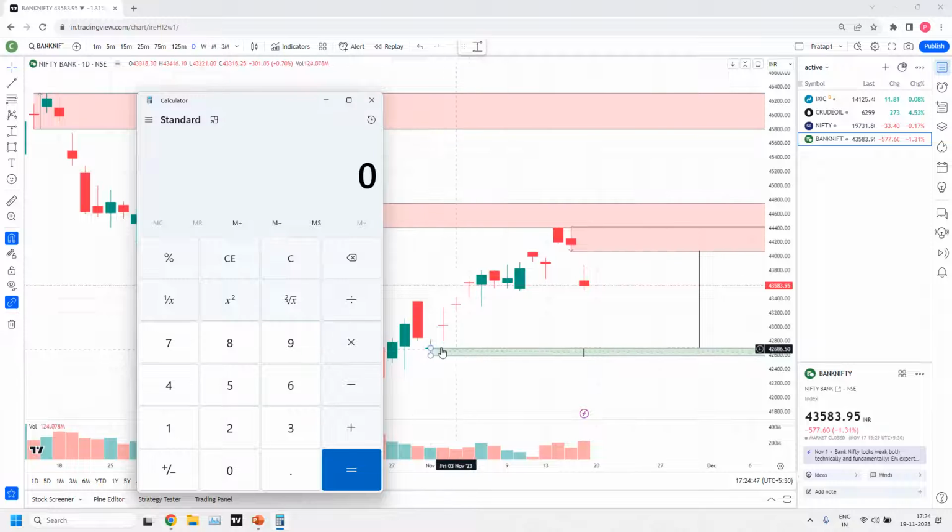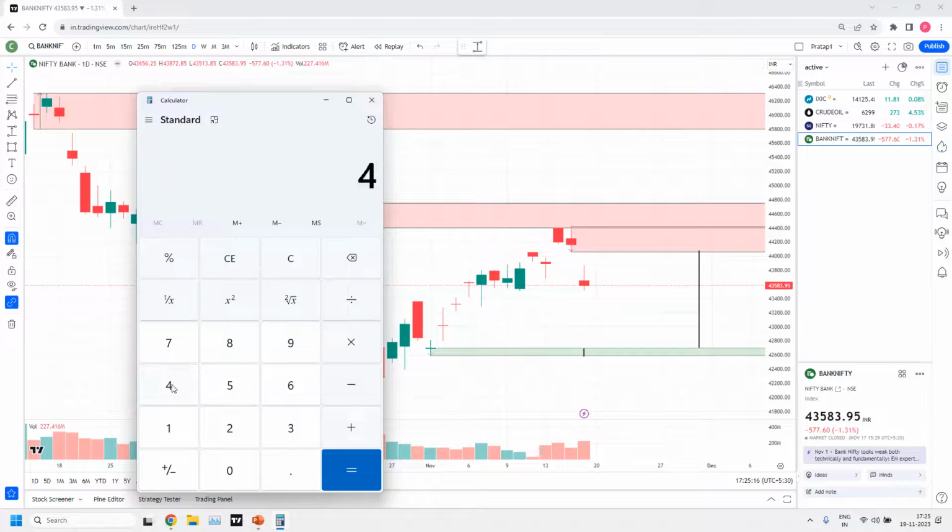What is type 2? The highest body. What is the highest body? Because this is the green color candle, your open is less than close. Highest body means the close of the candle. Here, because this is a green candle, the close of the candle is the highest body. So what is the close value of this particular candle?